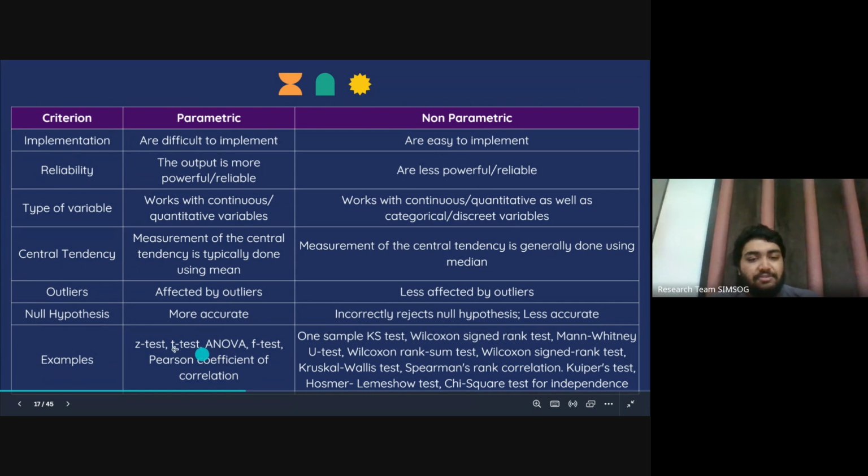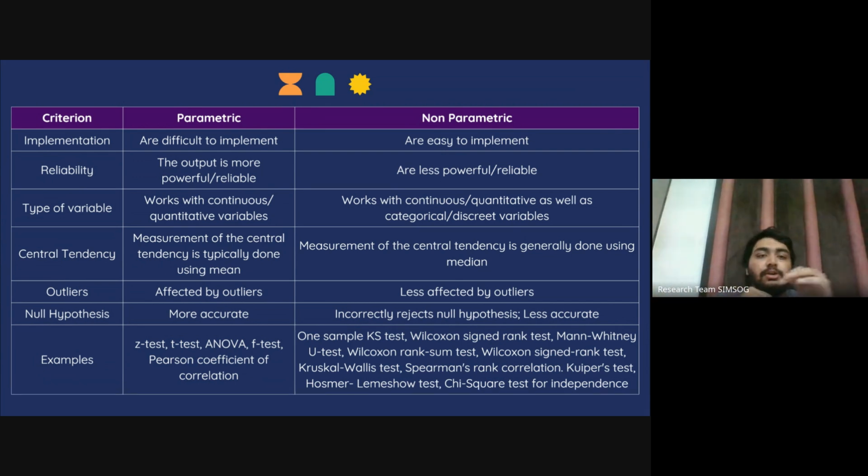Then examples I have written: Z test, T test, ANOVA, etc. for parametric, whereas Wilcoxon, Mann-Whitney U test, Kruskal-Wallis test, etc. for non-parametric tests. Each parametric test does have its non-parametric counterpart, so it's kind of easy to just remember how to use the parametric test and then find out the analogous non-parametric test for it.